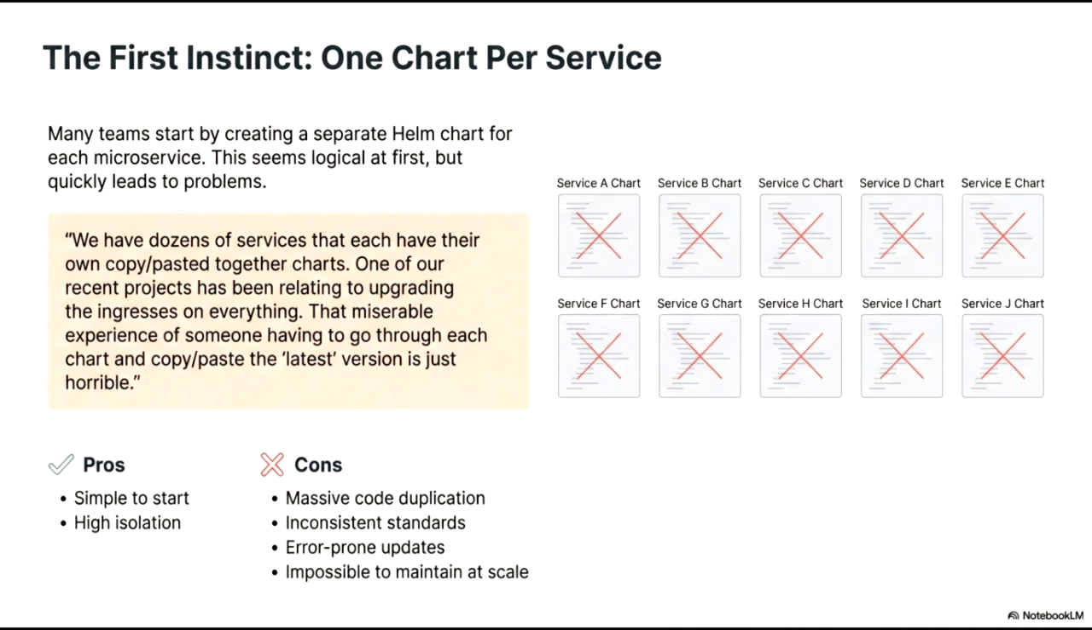As noted in the testimonial, having dozens of services with copy-pasted charts turns routine tasks like upgrading ingressors into a miserable manual process. This leads to a situation where someone must go through every single chart just to ensure consistency. While the initial simplicity is attractive, the long-term reality involves massive code duplication, inconsistent standards, and error-prone updates. Ultimately, what starts as an easy way to get moving becomes impossible to maintain at scale.